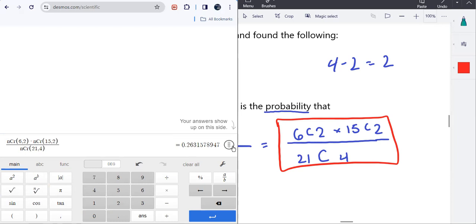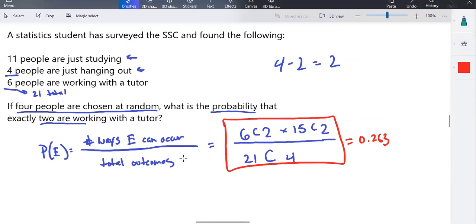Actually, let's round this to the nearest thousandth, just for the heck of it. So 0.263. That's the probability that, let's reread the question, if 4 people are chosen at random from this particular group, the probability that exactly 2 were working with a tutor is 5/19, or 0.263, or you could say it's about 26%.